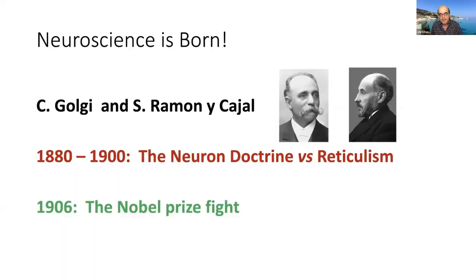Okay, so this is how neuroscience was born. Golgi and Cajal shared the Nobel Prize for the discovery of the neuron, and they disagreed profoundly on their point of view. Ramón y Cajal thought that we should study the neuron, whereas Golgi was convinced that the brain is a network, and of course there are some cellular dense points called neurons, but who cares? I mean, of the network. They had a famous fight during the Nobel Prize ceremony in 1906.